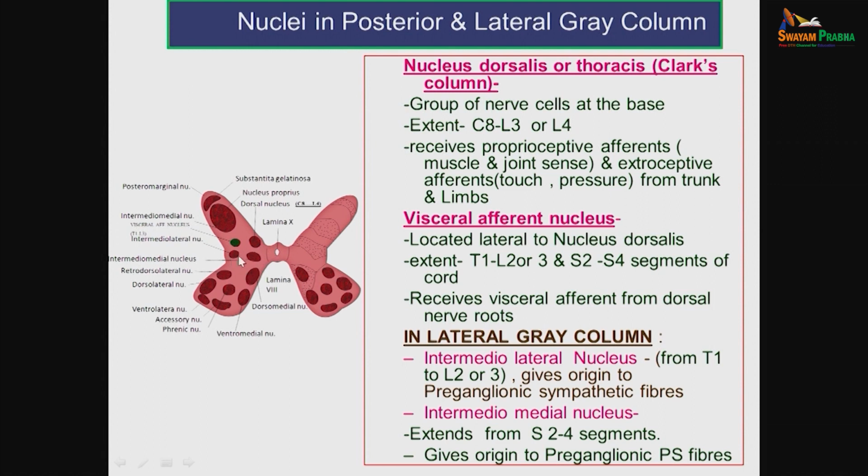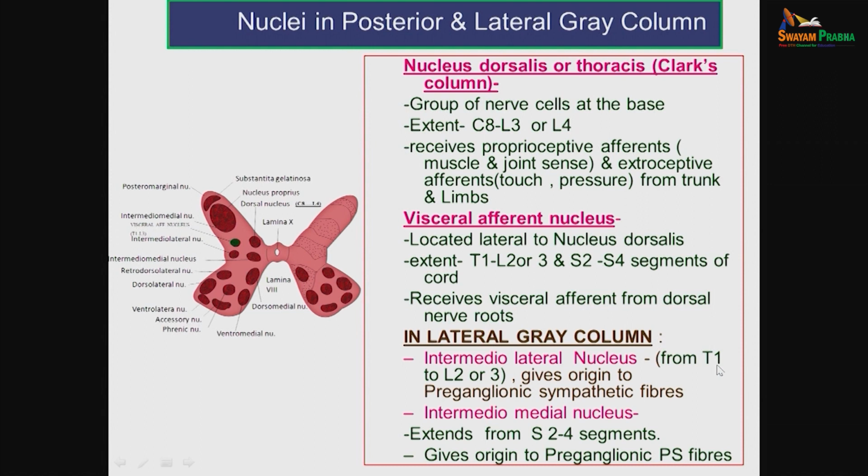In the intermediate area, you have the intermediolateral and intermediomedial nuclei. The intermediolateral nucleus is prolonged as the lateral grey horn. This nucleus extends from T1 to L2 or L3 segments of the spinal cord. It forms part of the thoracolumbar outflow, that is, the preganglionic sympathetic fibers. The axons arising from this pass through the ventral root and form the preganglionic sympathetic fibers. As you all know, sympathetic outflow is thoracolumbar outflow.